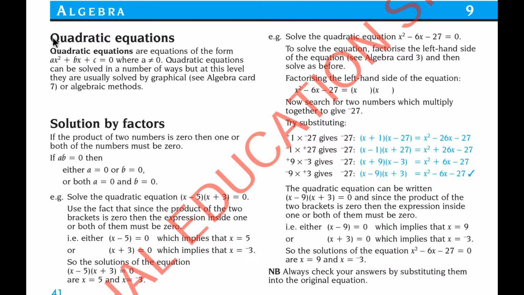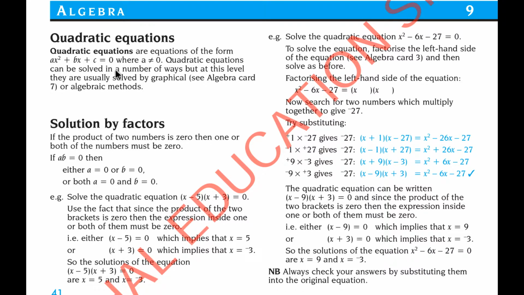Today we are going to discuss quadratic equations and solutions by factors, these two topics under the algebra chapter. So let's start now. Quadratic equations are equations of the form ax^2 + bx + c = 0, where a is not equal to 0.